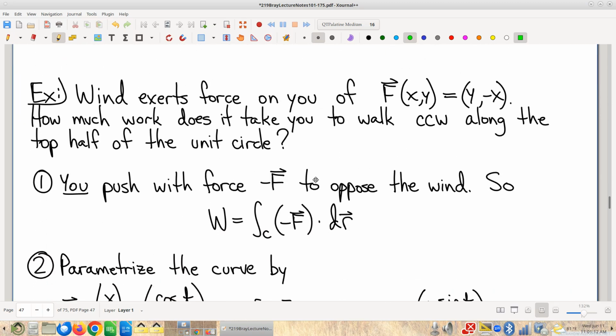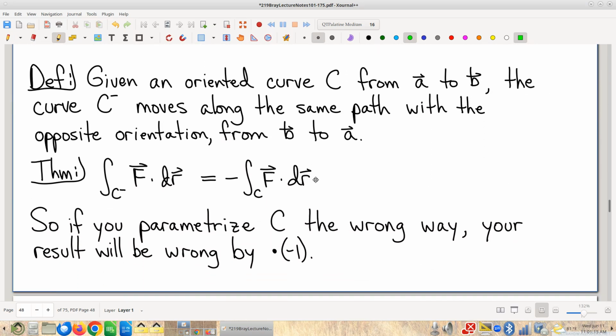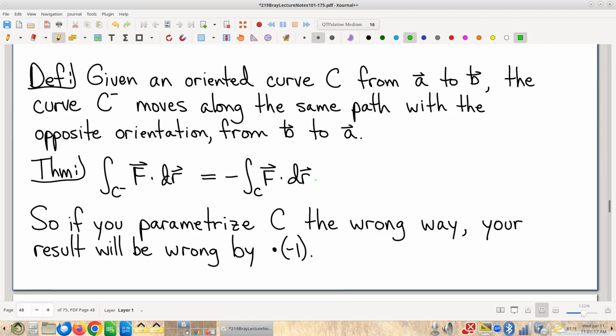However, as we saw last time, you will not get the right answer in a very predictable way. You will be not right by exactly a factor of -1. And so that's what we have here in this theorem. Keep in mind, this superscript minus sign is a convenient notation to just say it's the oriented curve, kind of like C, but going the opposite direction. And we have this nice theorem that says when you go the wrong direction, you will get the negative of what you should have got. So this can be used in a couple of nice ways.